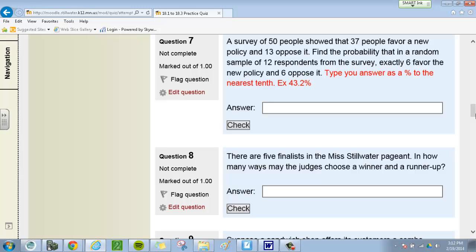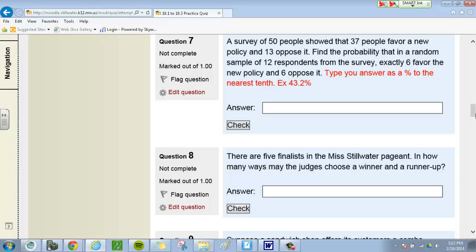Okay? So first we have to figure out how many ways you can choose 6 that favor it from the 37 that favor it, and 6 that oppose it from the 13 that oppose it. We're going to multiply those two things. That's the different ways you can choose 6 that favor and 6 that oppose it. Then we're going to divide that by the sample size, choosing 12 people from 50. Okay? So let's get our calculator out.